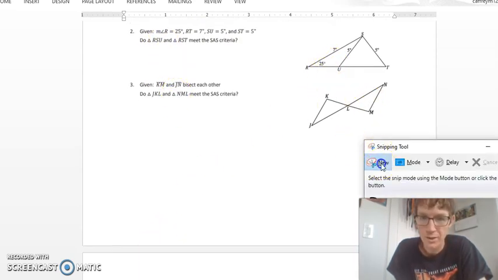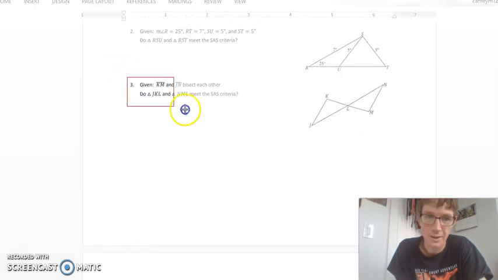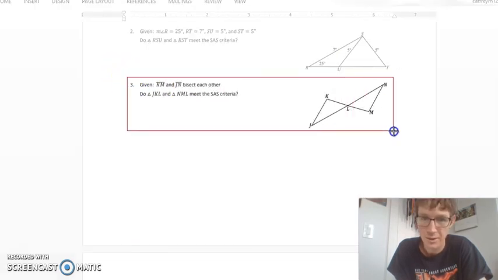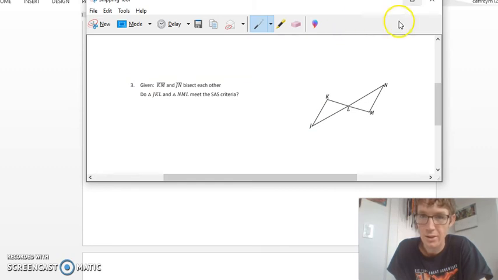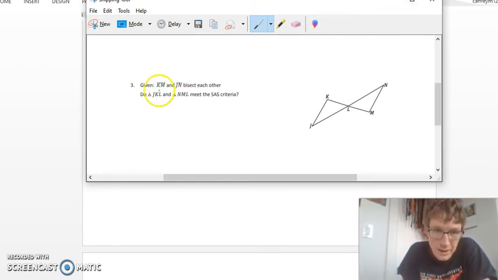So again, we're just focusing on SAS. So let's look at the given information. Let's see what we can do with this. So, given that KM and JN bisect each other, do triangle JKL and triangle NML meet SAS criteria? If they meet SAS criteria, that means they're congruent. So this is asking, are they congruent by SAS?